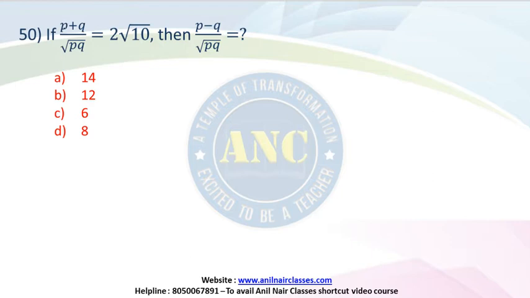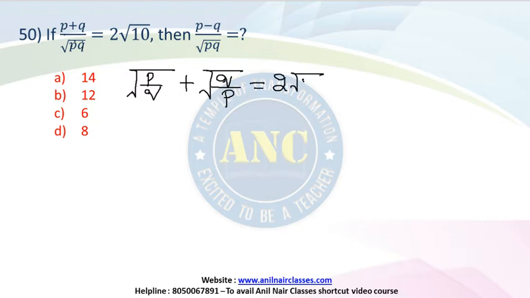Similarly, here also, p divided by root pq. P divided by root p gives root p in the numerator, and root q in the denominator. So finally it is root of p divided by q, right? Similarly, plus q divided by root pq. Q by root q gives root q in the numerator, and in the denominator you have root p. Now that is the left hand side. The right hand side is 2 into root 10.